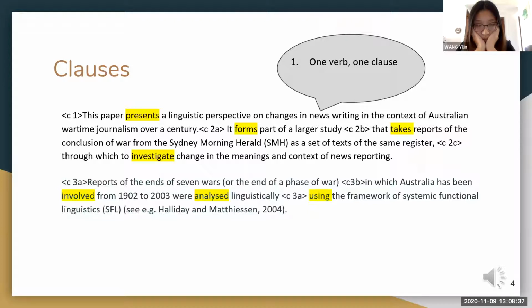For example, in sentence 1, there is only one verb present, and therefore there is only one clause in sentence 1. And in sentence 2, there are 3 verbs. Although these verbs are not all main verbs, some are in the dependent sentence, like the takes, and some follow the word to, each of them can still represent a clause. So there are 3 clauses in sentence 2 in total.